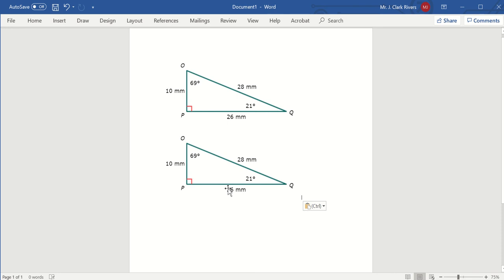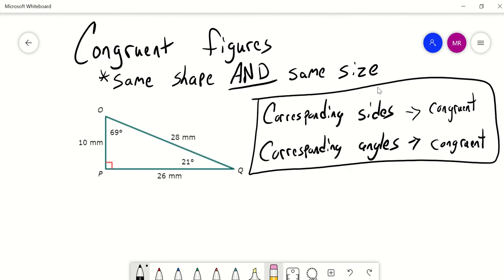Not only the sides are congruent, when we say they're congruent, we mean the corresponding sides, the same position, just different location. That's what corresponding means. The corresponding sides are congruent, but also the corresponding angles are congruent. Notice 90 degrees and 90 degrees. Those are corresponding angles and congruent in congruent figures. 69 degrees and 69 degrees, 21 degrees and 21 degrees. So corresponding angles and corresponding sides are congruent. Corresponding means same position, different location.